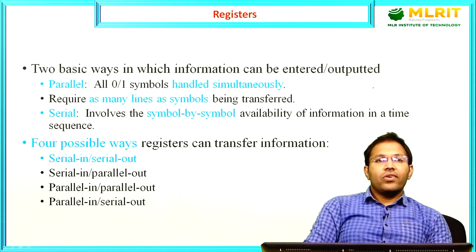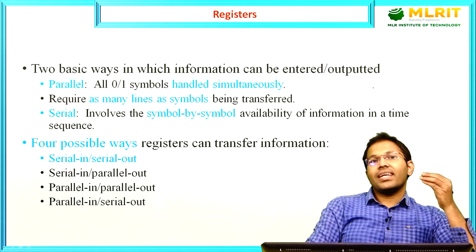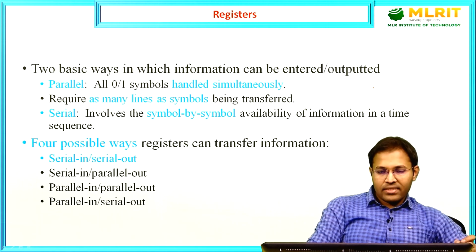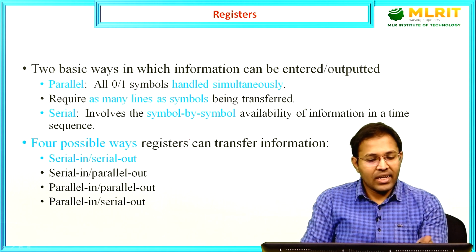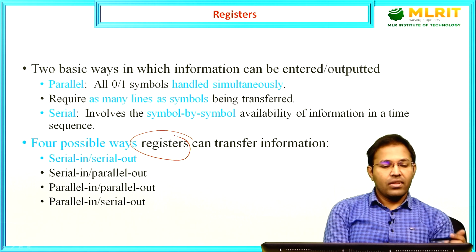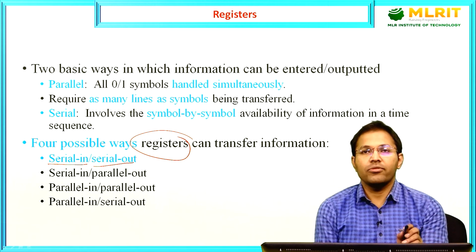Now, we have seen serial entry, we have seen parallel entry of data into the registers. So, now when it comes to registers, there are 4 possible registers that you can have. One is serial input, serial output.